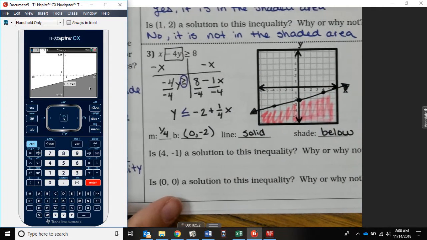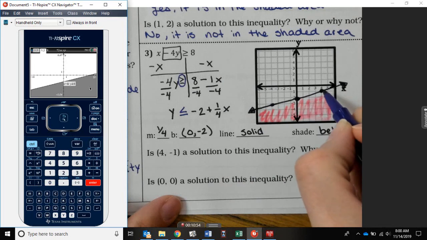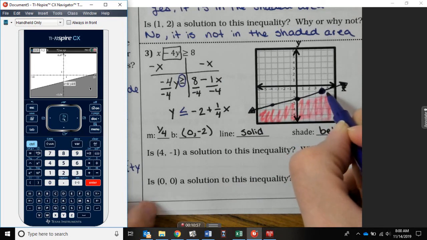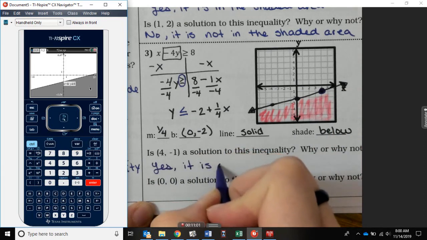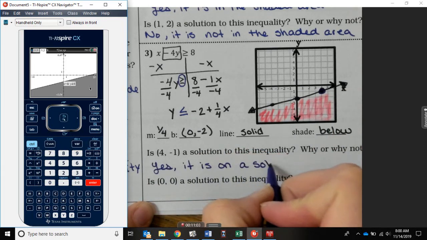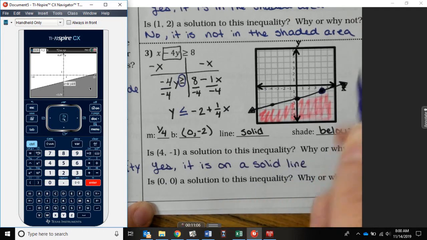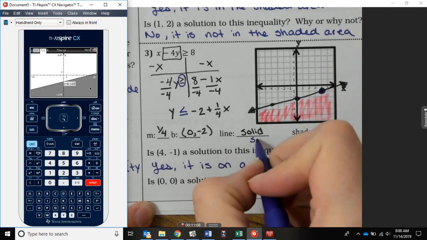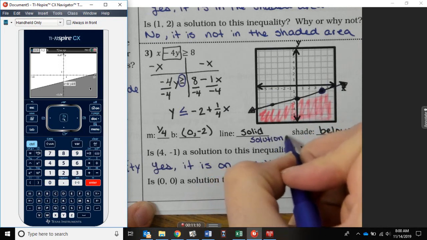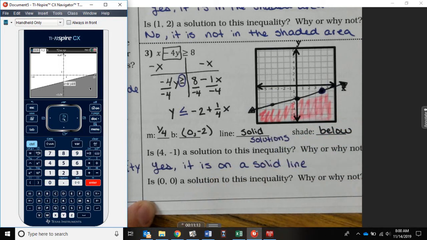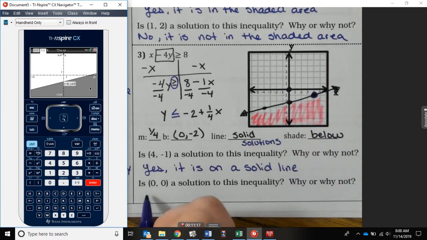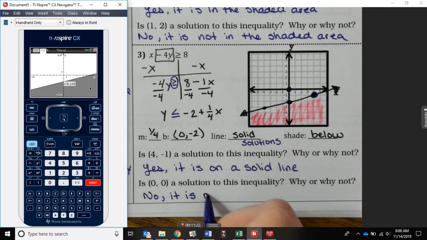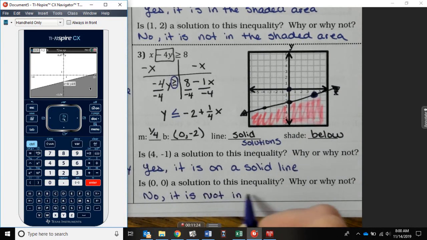And then let's look at these points. 4, -1. That's the point on the line right here. And that is a solution because it is on a solid line. So dotted lines don't count, but solid solutions. Help you remember that. Solid solutions, dotted lines don't count. And then I have 0, 0. That is not a solution because it is not in the shaded area.